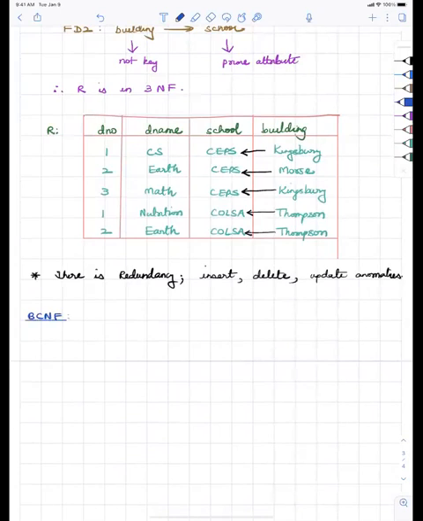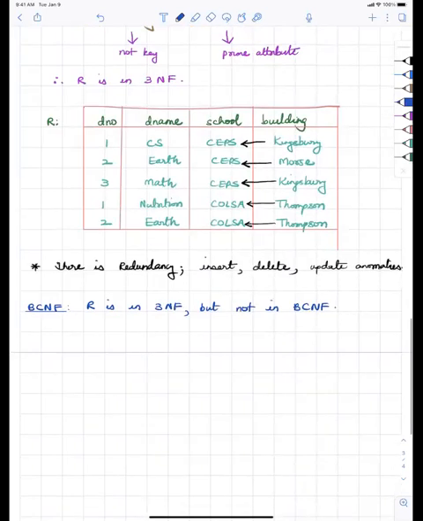So the question here is, because there is some redundancy, it might be a good idea to divide the table into Boyce-Codd normal form. So R is in third normal form but not in Boyce-Codd normal form. The question is, how do we divide this into Boyce-Codd normal form?